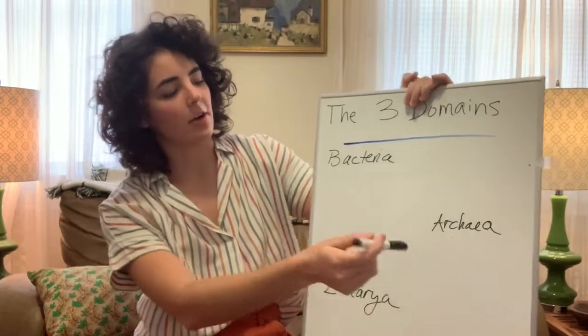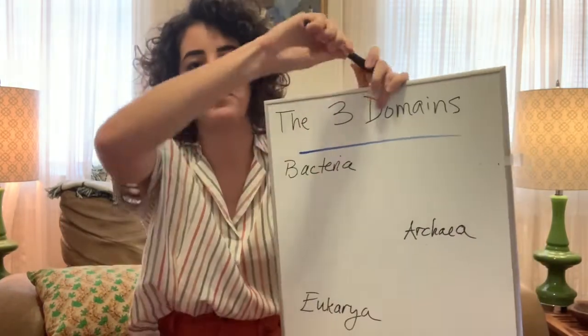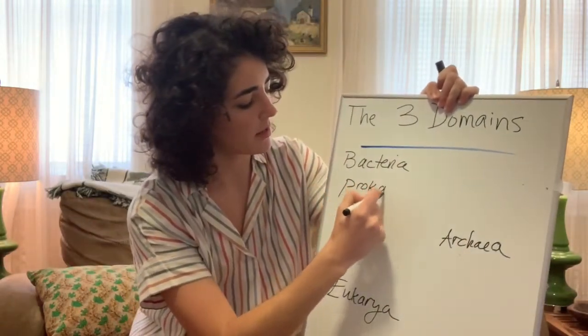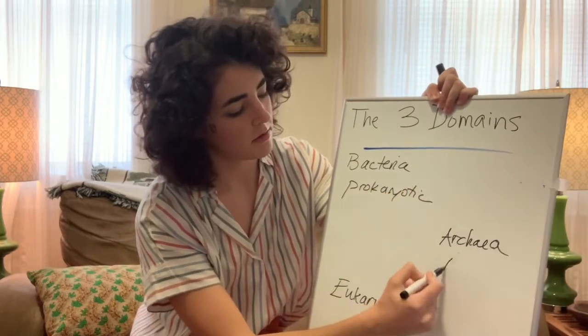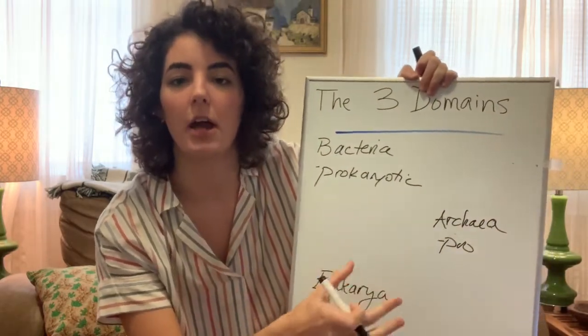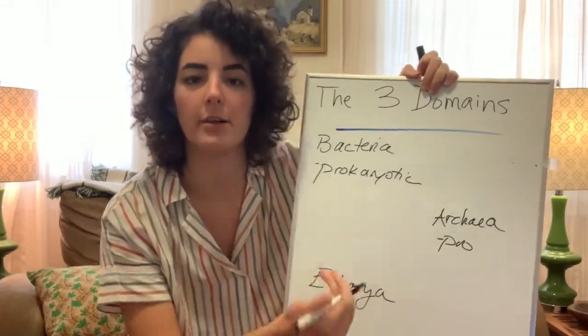So bacteria and archaea are both prokaryotic, which means that they are unicellular, have no nuclei, and have no specialized organelles.